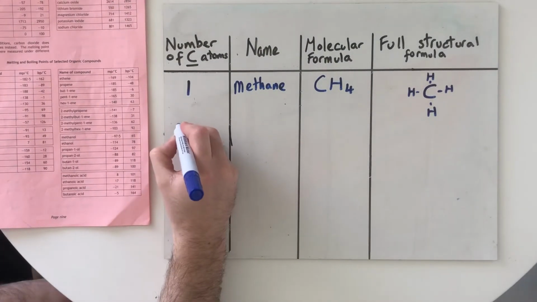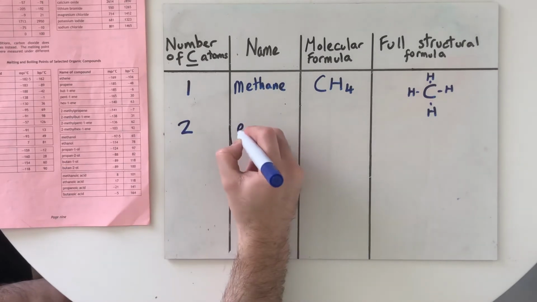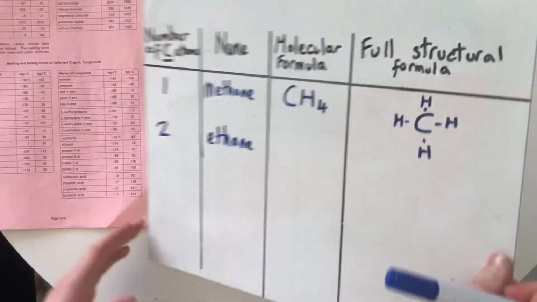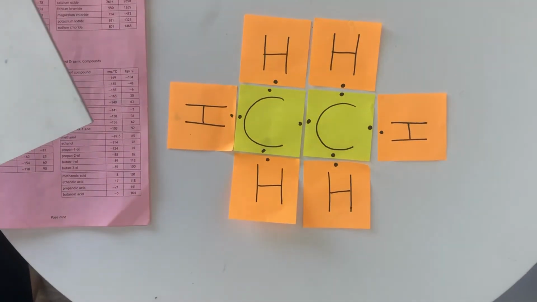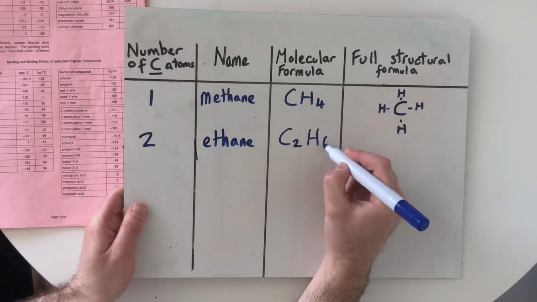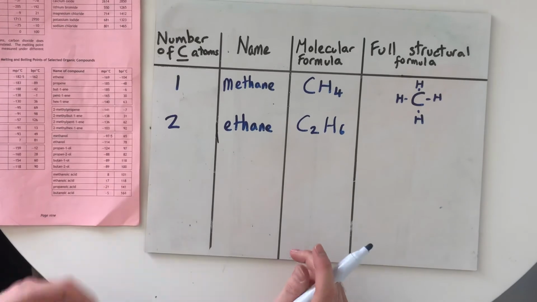Number of carbon atoms, 2. We call that ethane. How many carbons and hydrogens do we have? Well, we've got 2 carbons, so C2, and 6 hydrogens, H6.